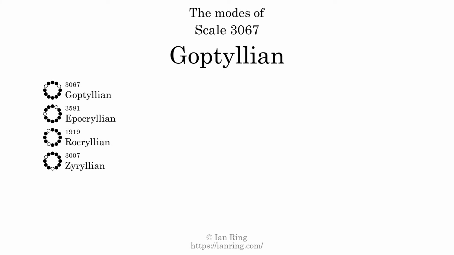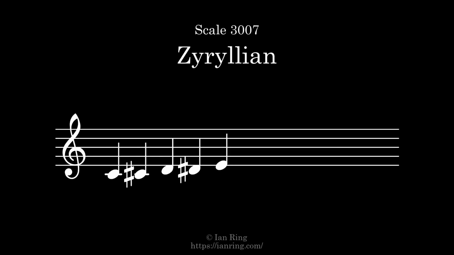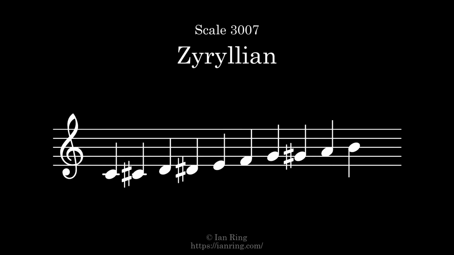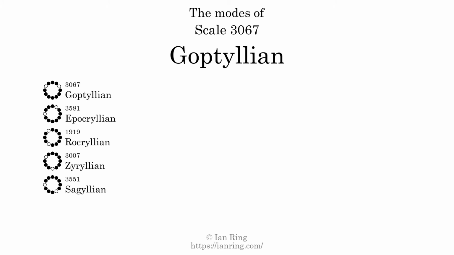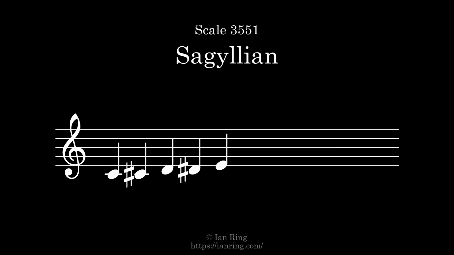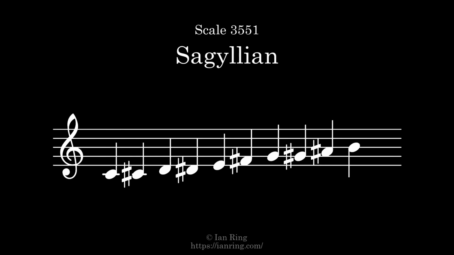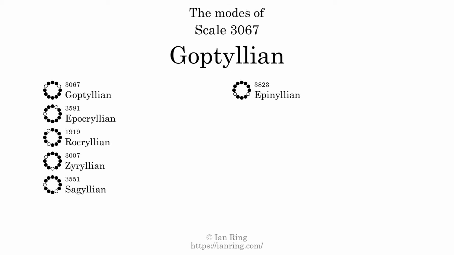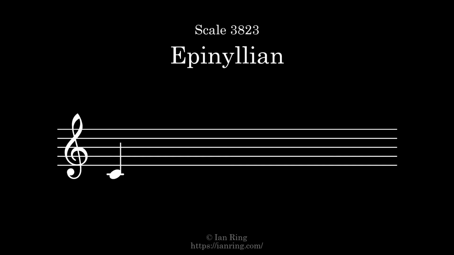The fourth mode is scale 3007, also known as Goptyllian. It sounds like this. The fifth mode is scale 3551, also known as Sigillian. It sounds like this. The sixth mode is scale 3823, also known as Goptyllian. It sounds like this.